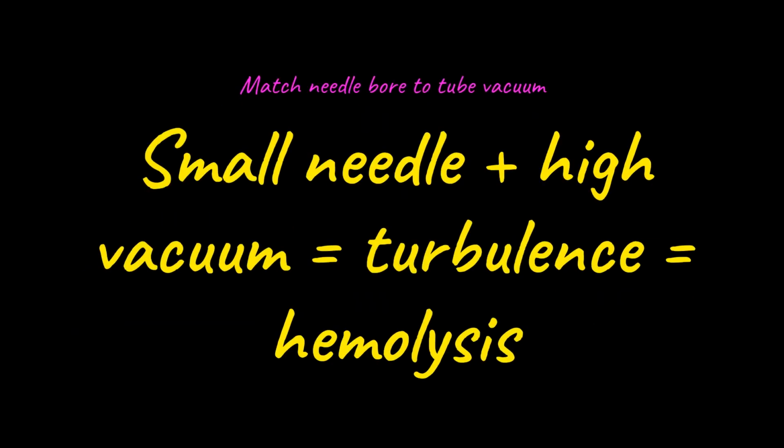The prevention is straightforward. Match your needle gauge to tube vacuum. A 23 or 25 gauge butterfly should pair with a low vacuum pediatric tube. When the stem describes foam in tubing, pink plasma, and elevated potassium or LDH, the cause is turbulent flow from equipment mismatch.